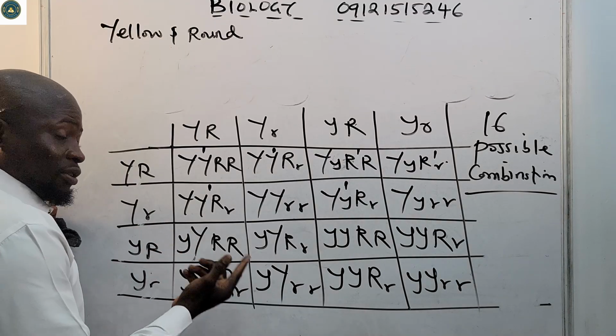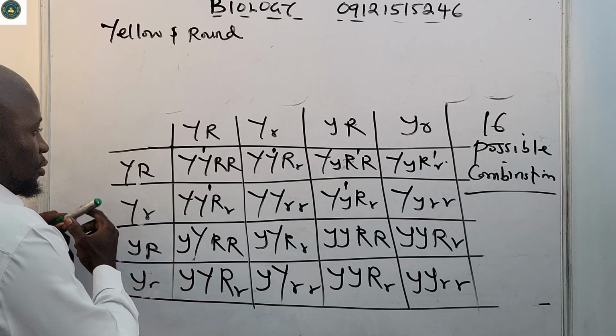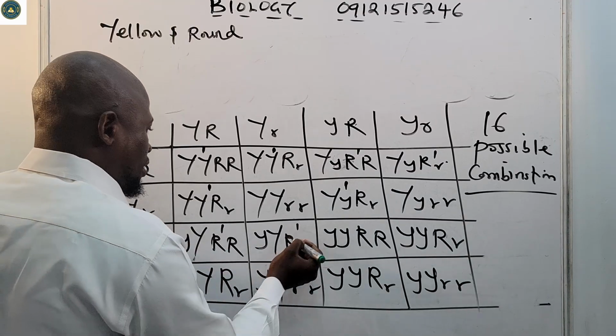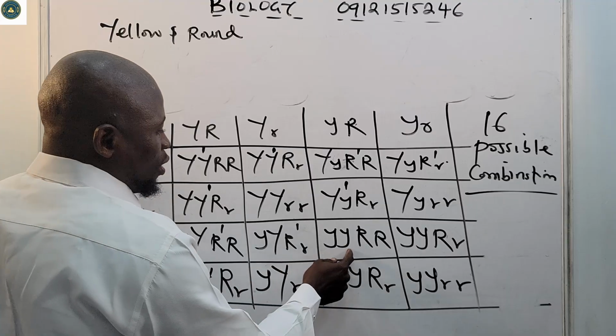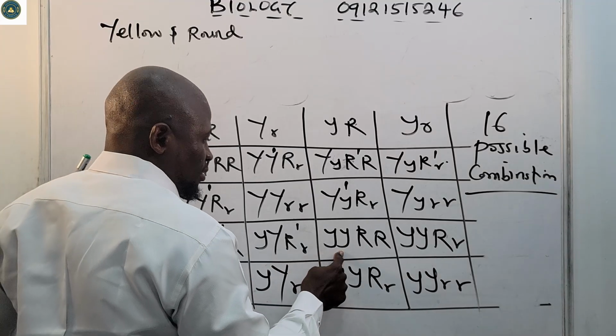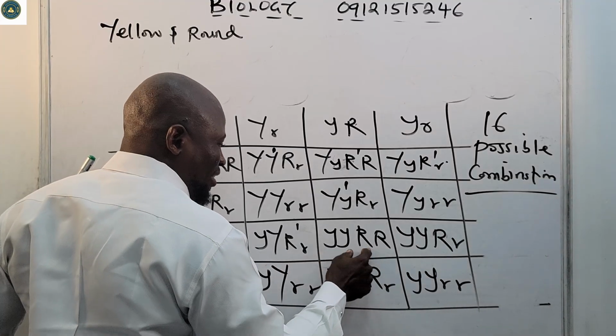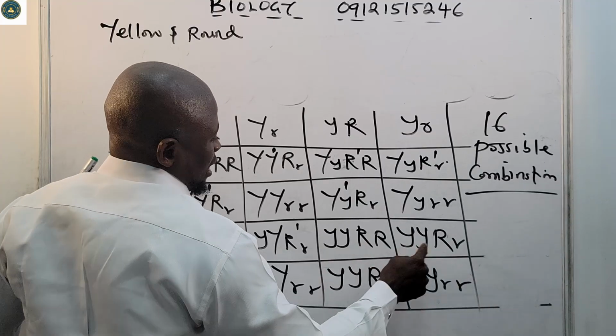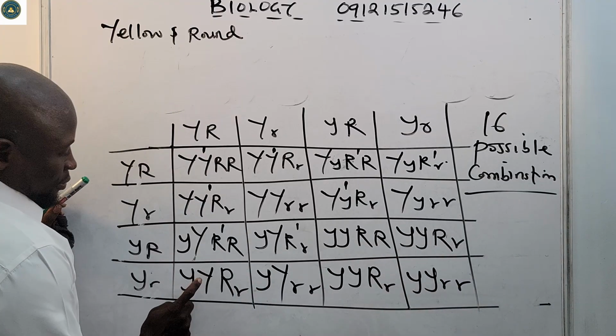The capital Y is dominant over the small y. So yes, it's yellow and round. Is this yellow and round? Yes, it is yellow and round. Okay. Now, is this yellow and round? No, this is what? Green and what? And round. Green and round. Okay. Green and round. This one is what? Green and also round. This one is what?